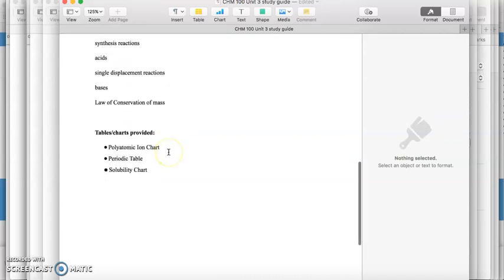Charts and tables provided, typically that means they would be stapled to your test if this was an on-campus class. Those are just things you can bring with you. Your solubility chart in the slides for this unit, and then the periodic table and the polyatomic chart. Those are in the slides from the last unit. This is an example of where we build. And in the next unit, Unit 4, you've got to have all this and then some new stuff. So it just keeps building as we go.